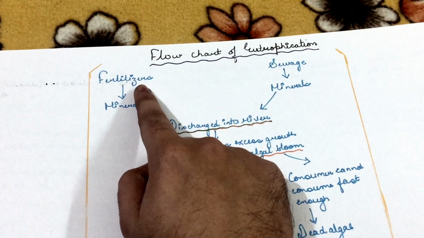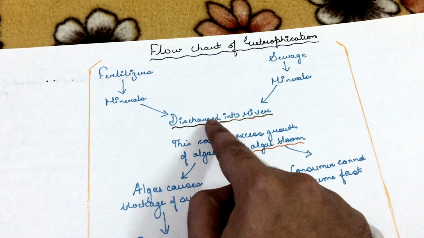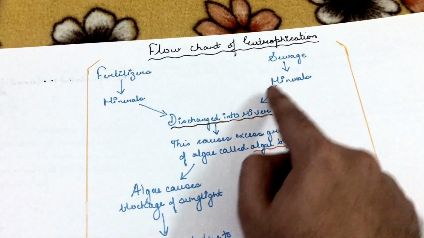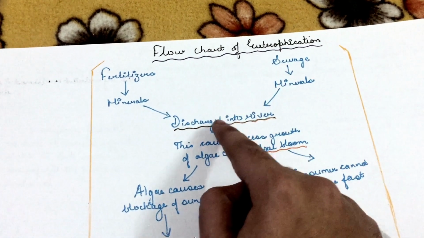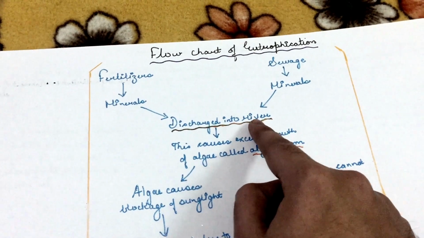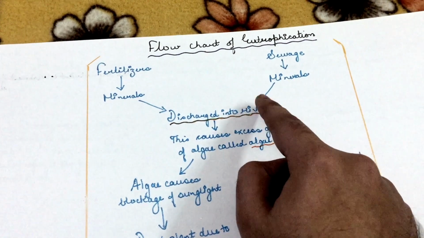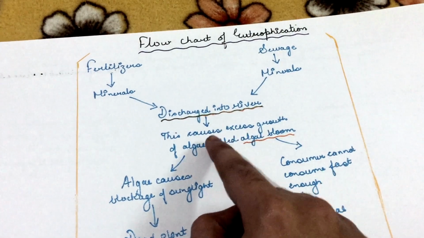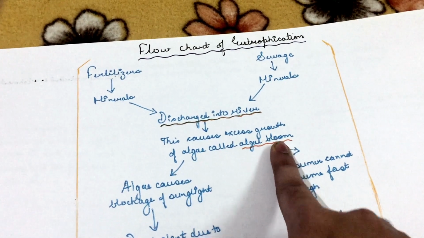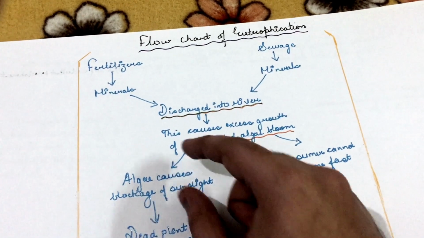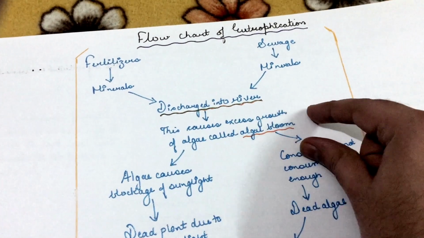Imagine fertilizers and sewage are added in the water body. Due to this, the mineral content of this water body would increase, meaning the nutrient content increases. Due to the increase in nutrient content, there would be excessive growth of algae in this water body, which is called algal bloom. Now this algae will occupy the top position on the water body.